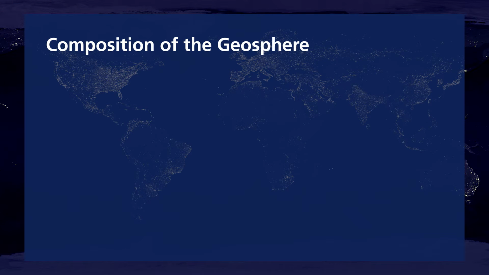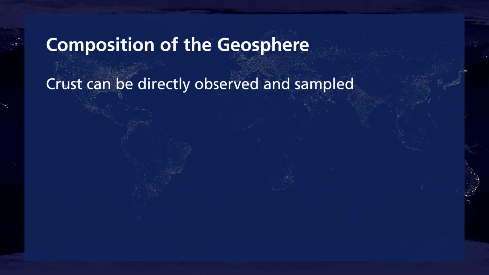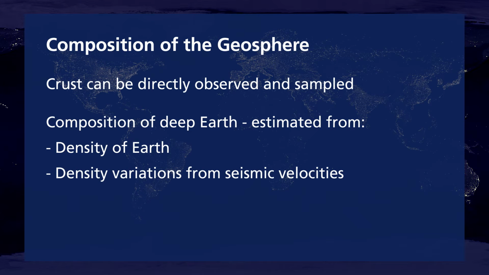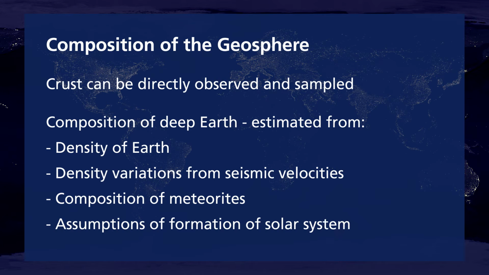The composition of the geosphere. The crust we have directly observed and sampled. This is what we walk around on, mountains made from, etc. But the composition of the deep earth, the mantle and the core, is only known from the density of the earth through density variations from seismic velocities, the composition of meteorites which have fallen to the earth, which you have studied, and the assumptions of the formation of the solar system. This was discussed in the second and third modules.